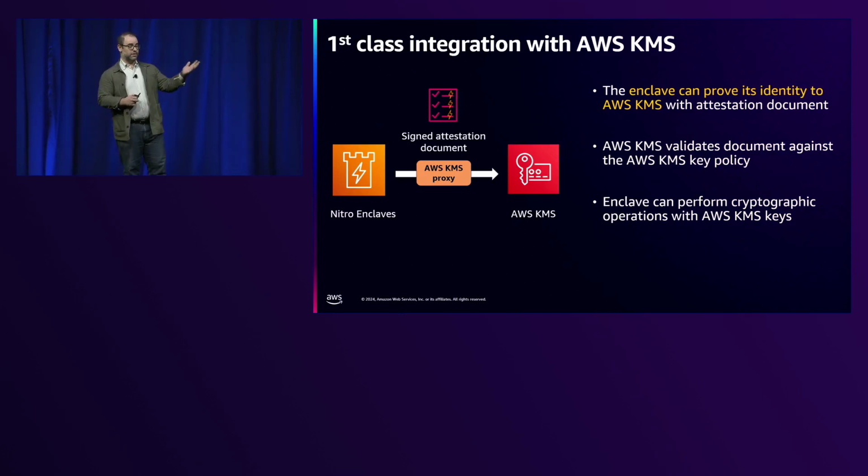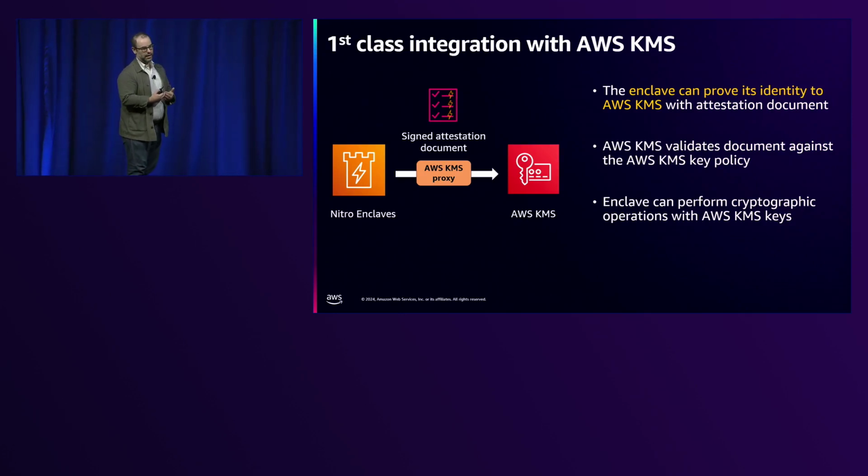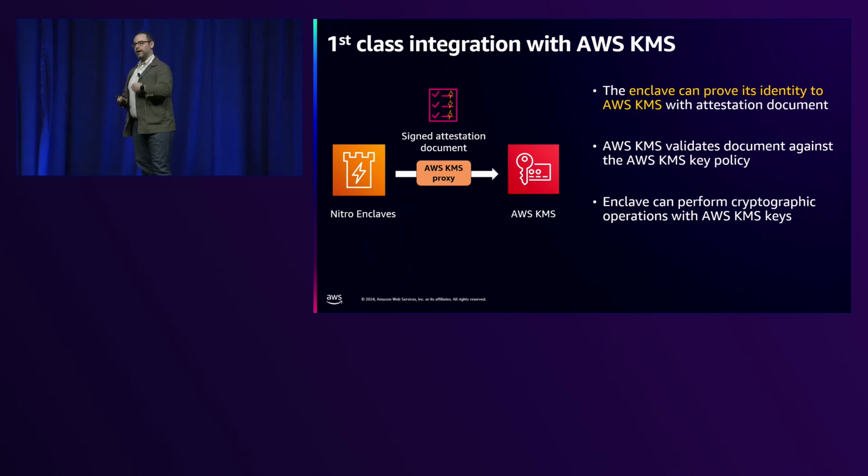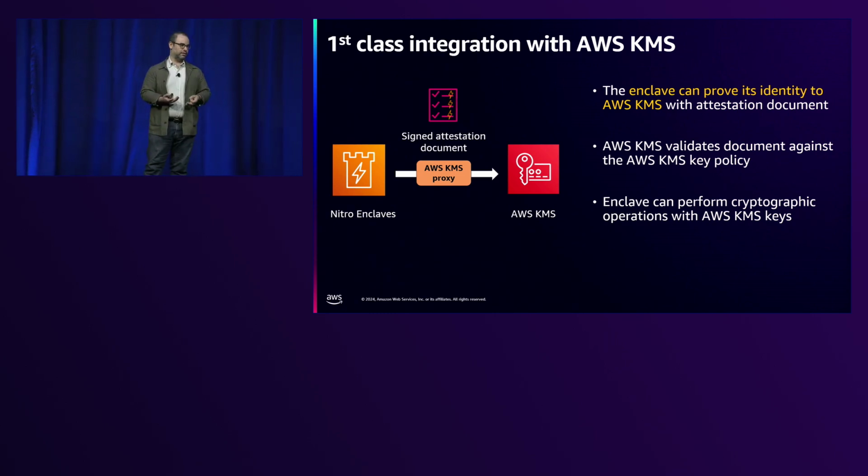For example, the first-class integration with KMS enables you to effectively make it such that a decryption of a particularly sensitive piece of data can only be performed at the request of a specific, highly trusted and highly constrained enclave application.